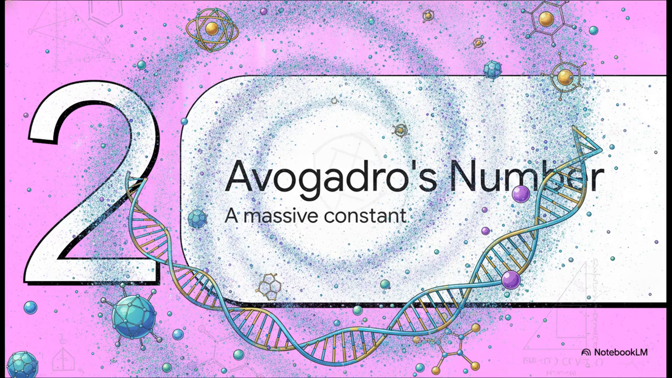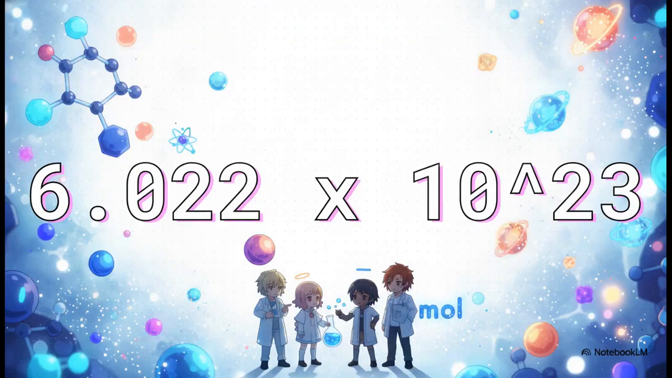Section 2. Avogadro's massive number. So now that we know where the word comes from, let's take a look at the absolute behemoth of a mathematical constant that defines it today. Meet Avogadro's number. It's precisely 6.022140076 times 10 to the 23rd power.